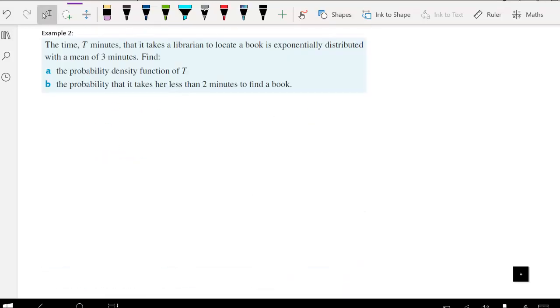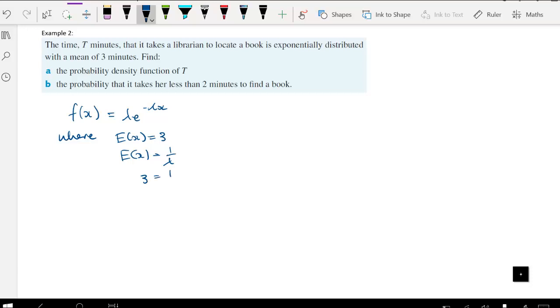So the mean and the standard deviation will be 5 minutes. As we keep on moving forward, we're looking at another example. In this case, the time, t minutes, that it takes a librarian to locate a book is exponentially distributed with a mean of 3 minutes. So we know the function will be lambda e to the negative lambda t, where our mean, E(x), is equal to 3. And so E(x) is also equal to 1 on lambda, 3 is equal to 1 on lambda, and therefore lambda is equal to 1 on 3.